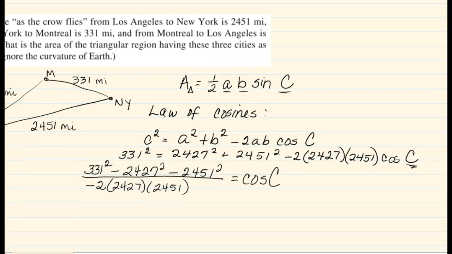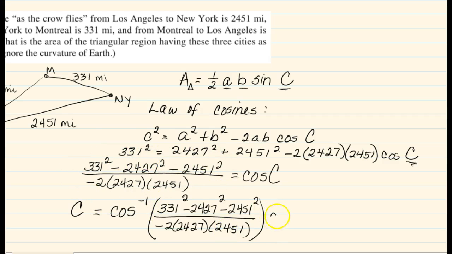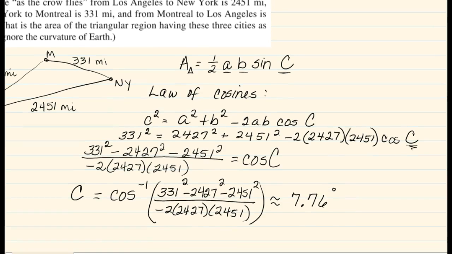So in order to find the angle, I'm going to take the inverse cosine of both sides. So we're going to find that angle C is equal to the inverse cosine of all of this. And we should find that to be approximately 7.76 degrees.